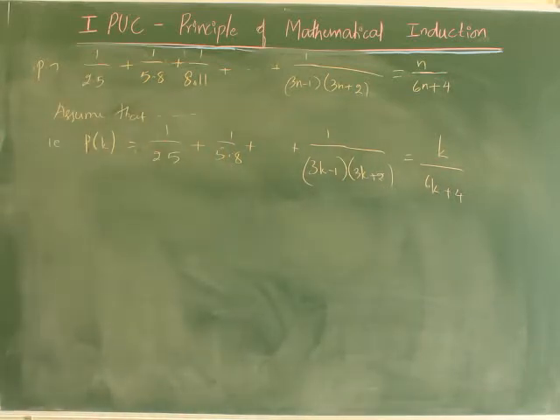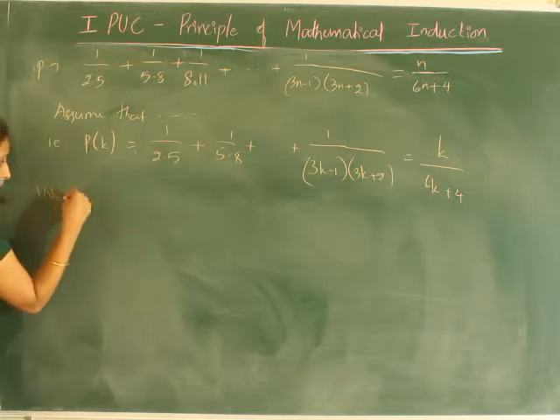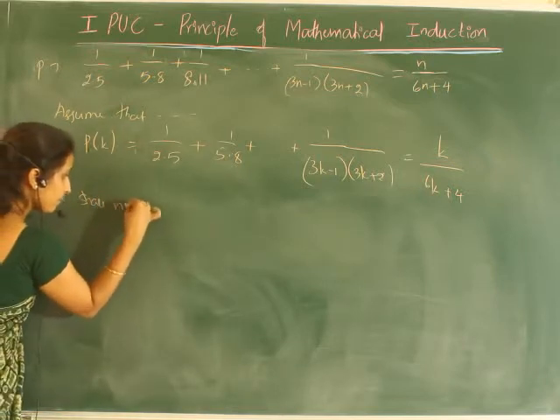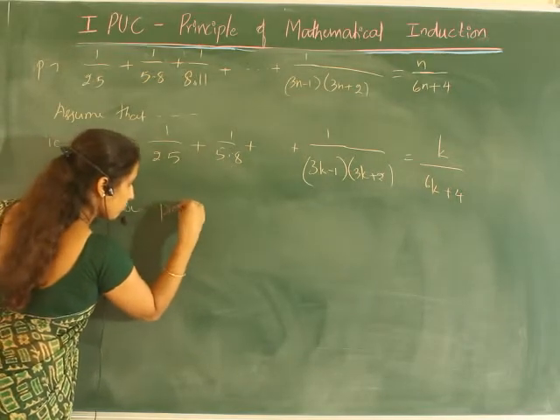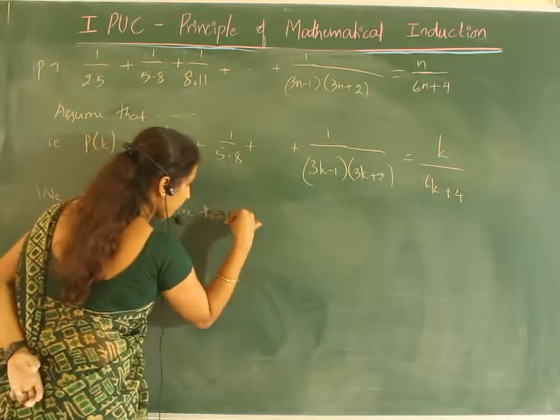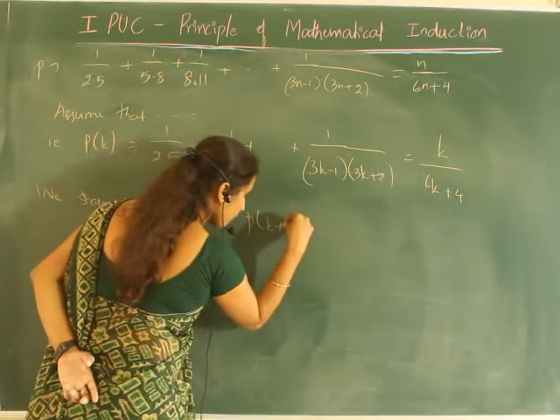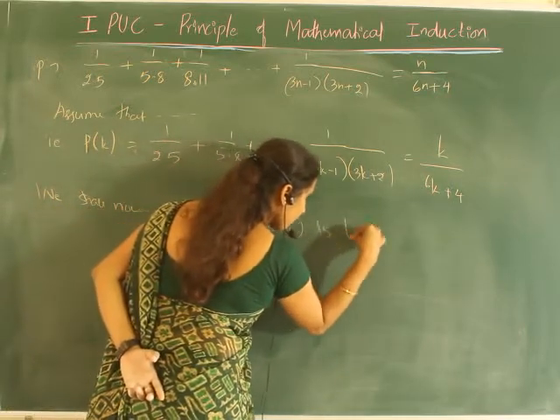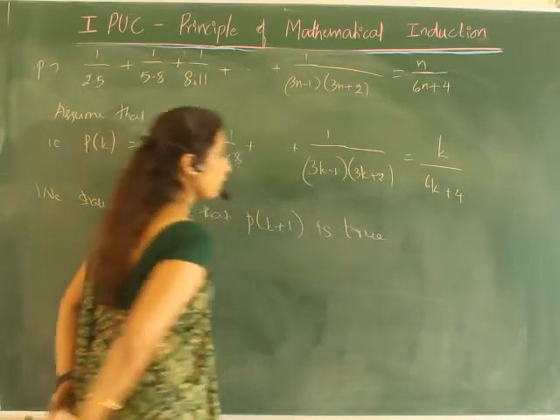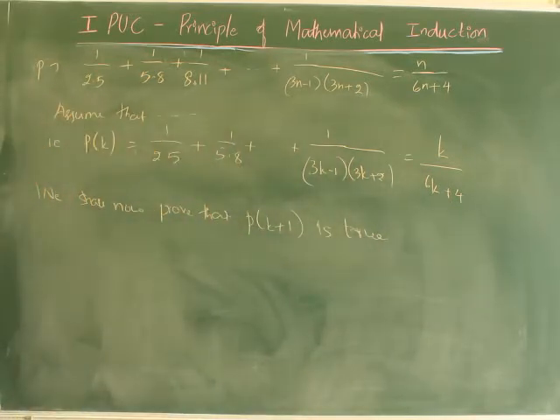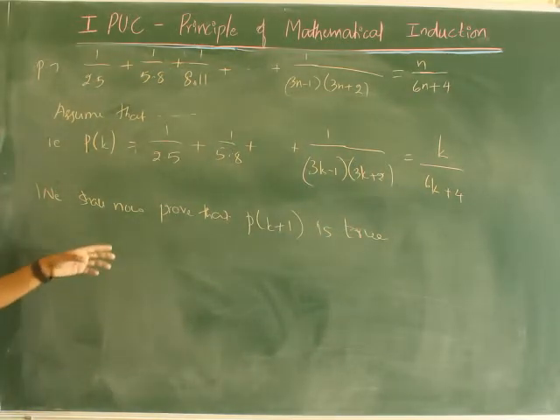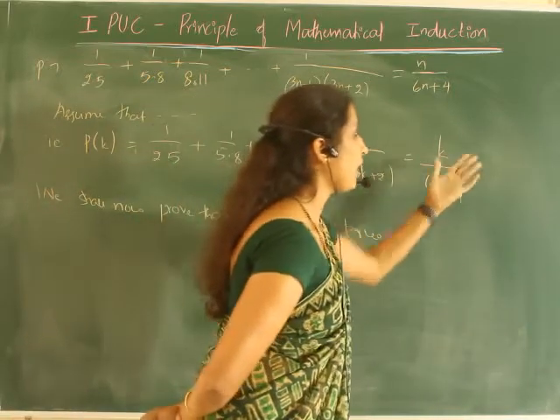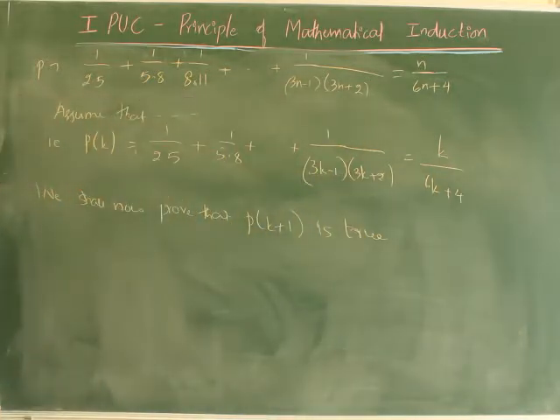Next, we shall now prove that P of k plus 1 is true. So by using the assumption P of k, we have to prove P of k plus 1 is true. So first we have to write up to k terms, then we have to add the next term.